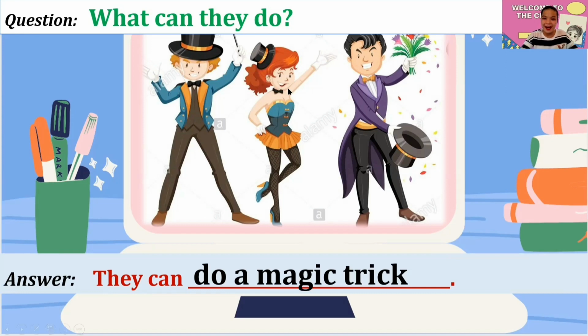Now let's read it slowly. Let's begin here. What can they do? They can do a magic trick. Very good. Now I want you to read it by yourself. Let's begin here.